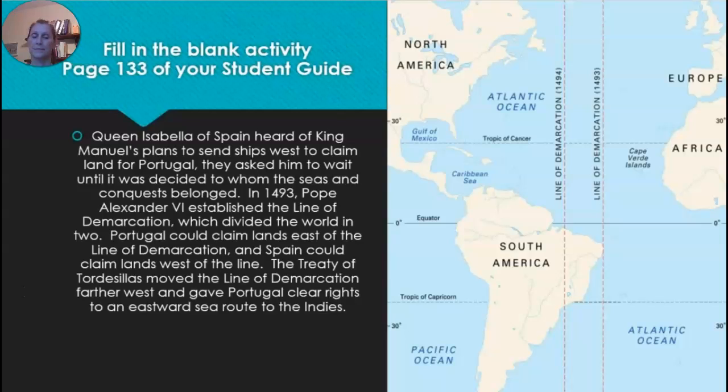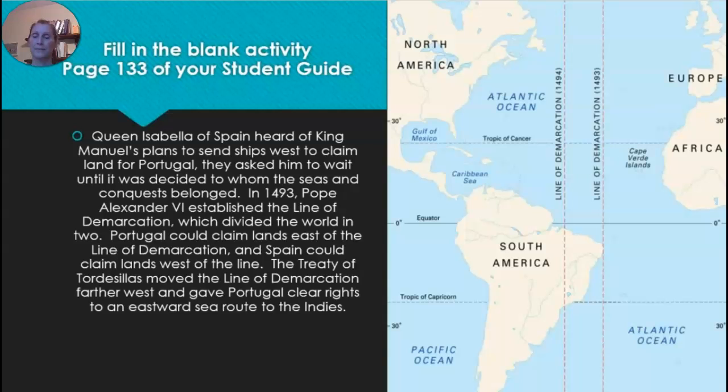So this is on page 133 of your student guide. There was an activity where you were to write a story or a few paragraphs using the words that you had to choose. So the next two slides are in reference to that. Actually, I think the next three slides.